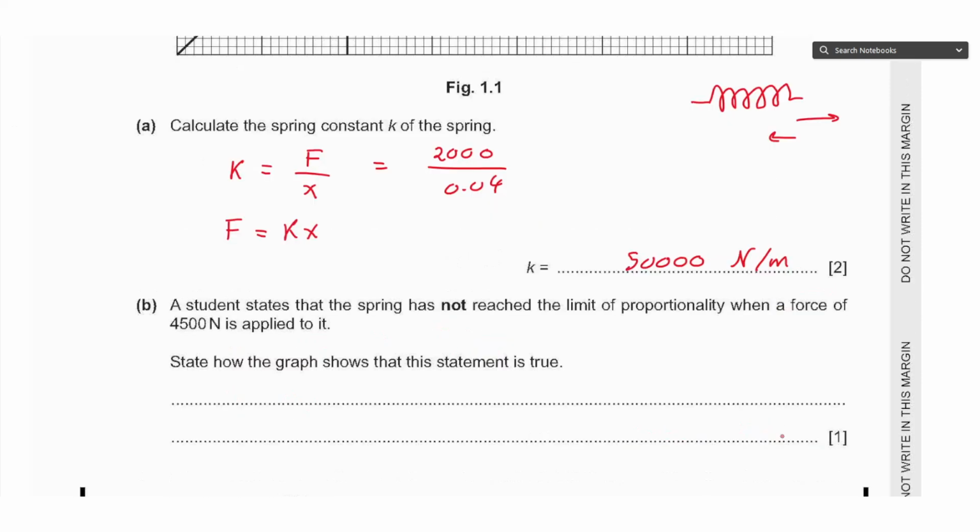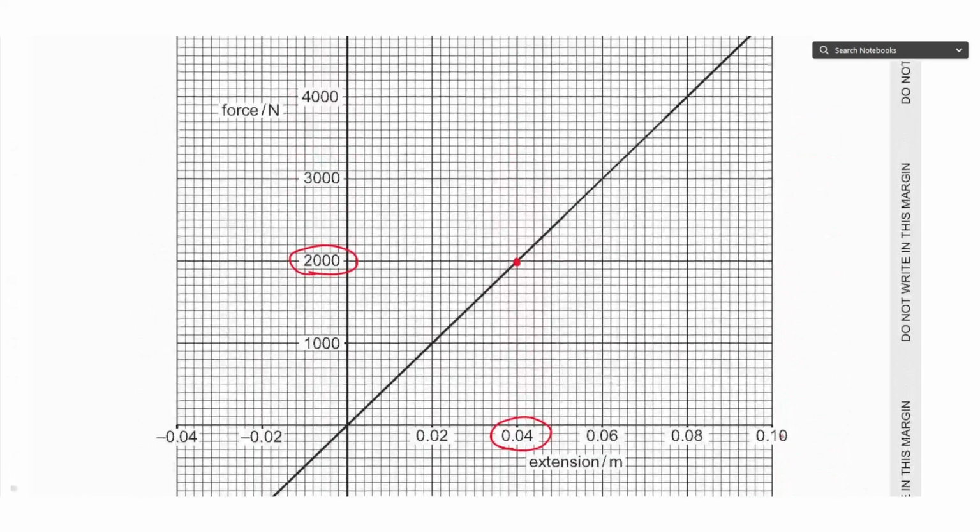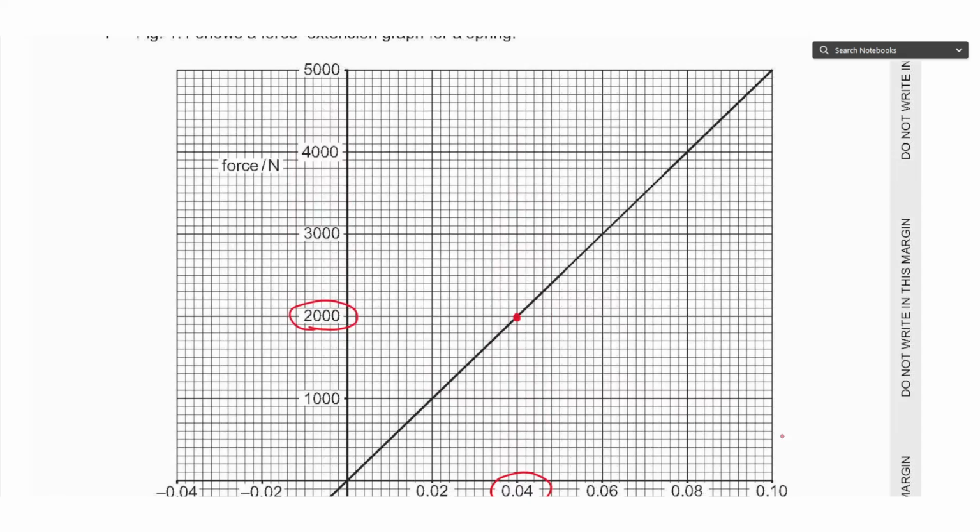Part B says a student states that the spring has not reached the limit of proportionality when the force is 4,500 newtons is applied to it. State how the graph shows that this statement is true. So a limit of proportionality is the end of the straight line, but at 4,500 newtons the graph still goes as a straight line. It has not curved yet.